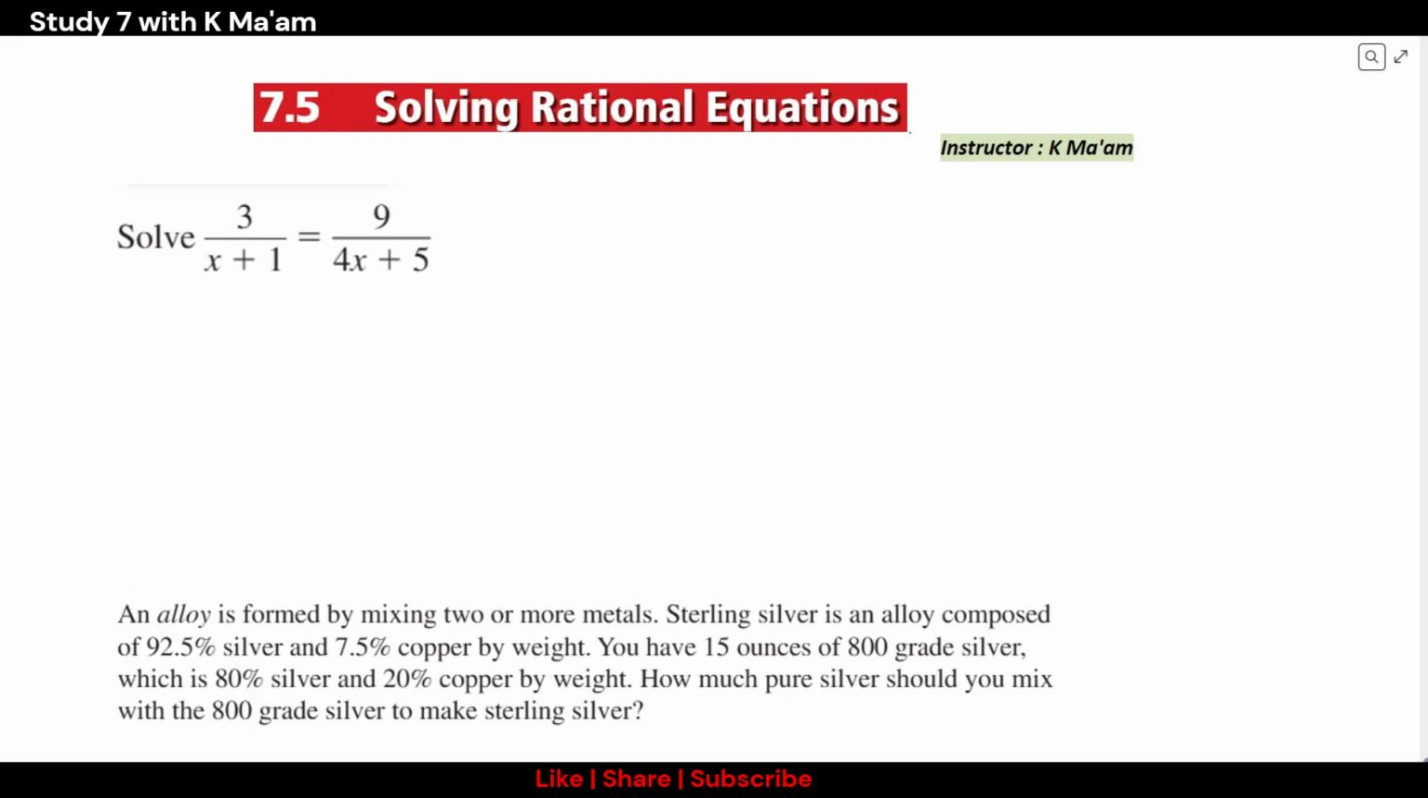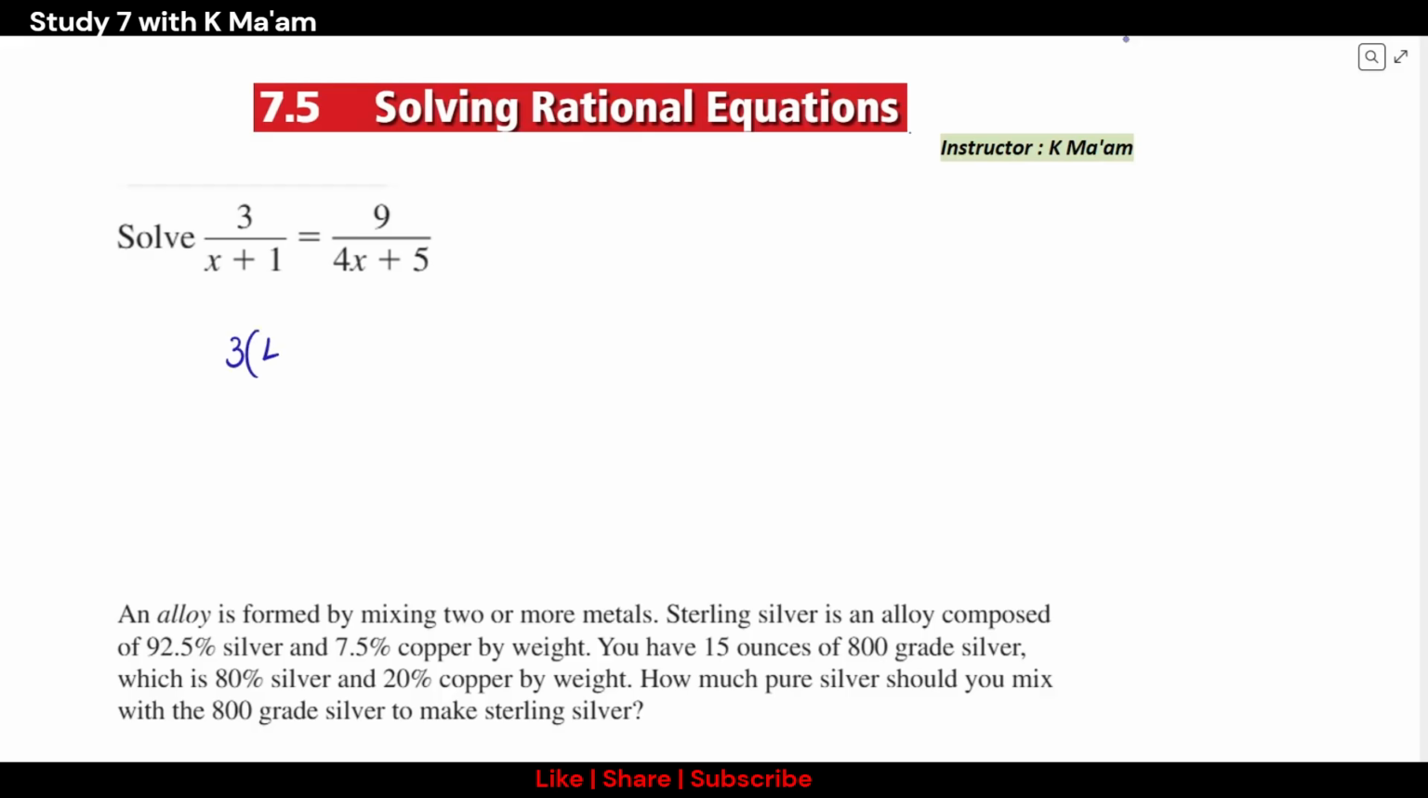We are starting 7.5, solving rational equations. In the first example, solve 3 over x plus 1 equals 9 over 4x plus 5. We have to solve this. So what we can do is cross multiplication.